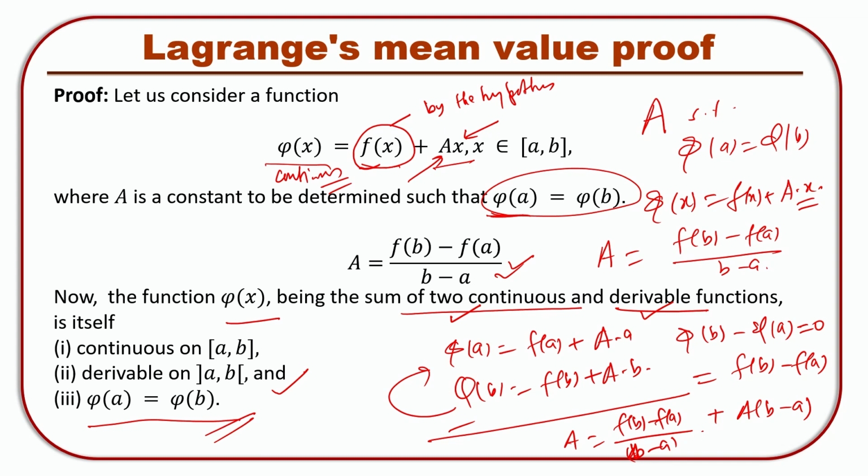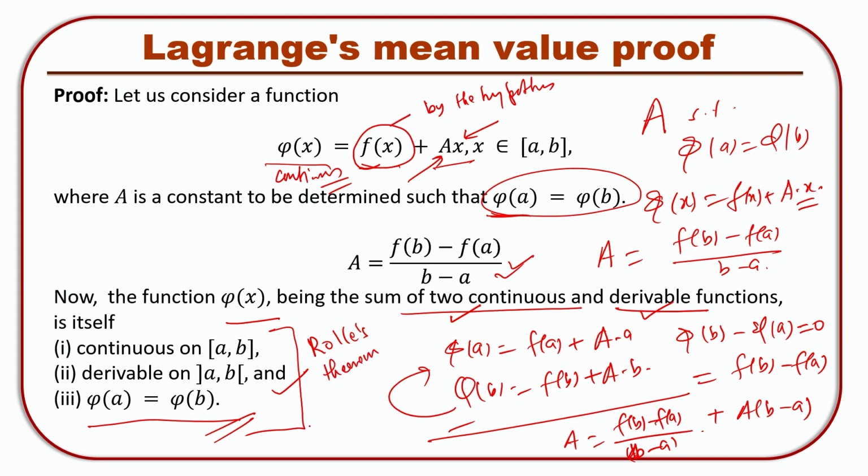Now, are you thinking of another theorem we have already studied, where the end points are equal, that means the graph cuts the horizontal line? There must be some point lying between a and b such that the tangent line is parallel to the horizontal line, or the slope at that point is 0. These are the three conditions of Rolle's theorem, isn't it?